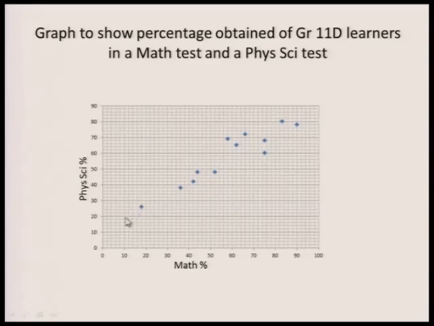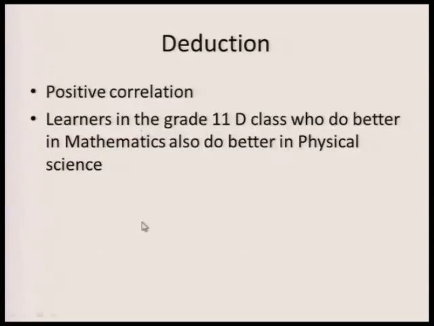And if I then look for a correlation, I can see that in this case, as the math marks get bigger, the science marks get bigger. I can deduce at the end of the day that there is a positive correlation and that the learners in this grade 11D class who do better in mathematics also do better in physical science.